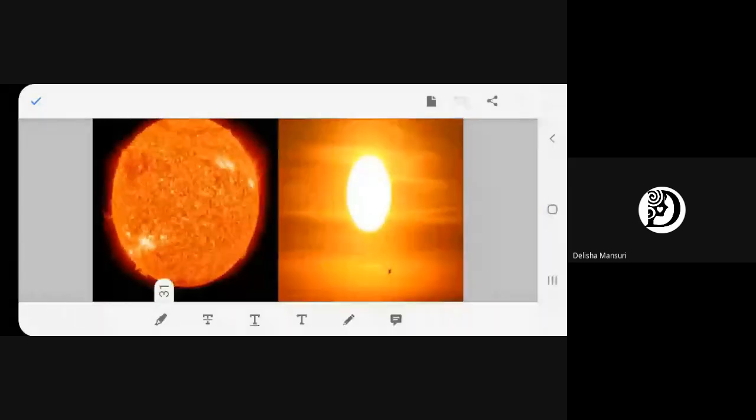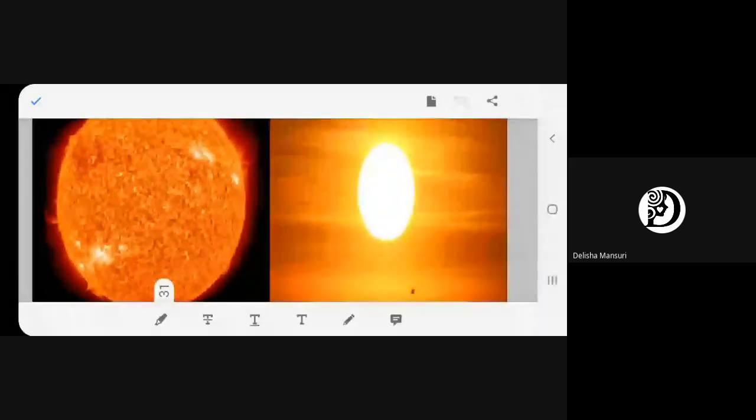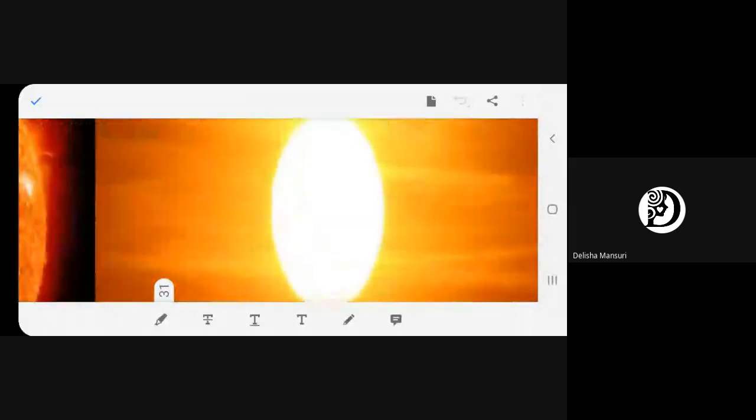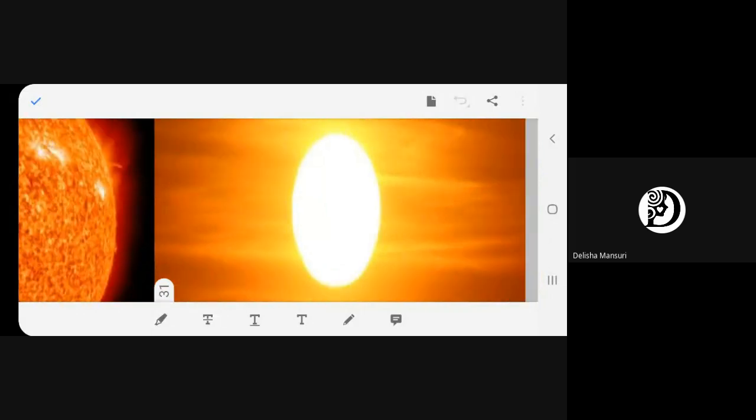And this is how the sun looks in the sky. See, brightly lit, isn't it? Okay.